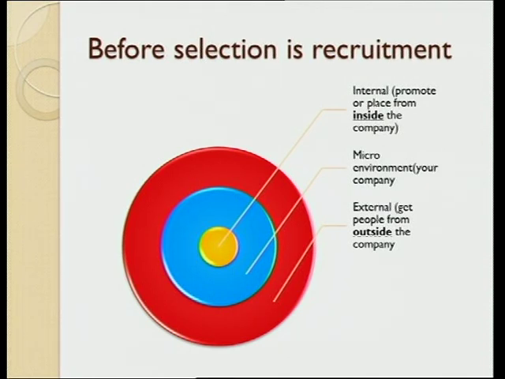And then the other one is obviously external, outside of the blue circle, people who have nothing to do with me at the moment. They're external to my company. They perhaps work for another company, or they're looking for a job, or just graduated. They're outside of my company.